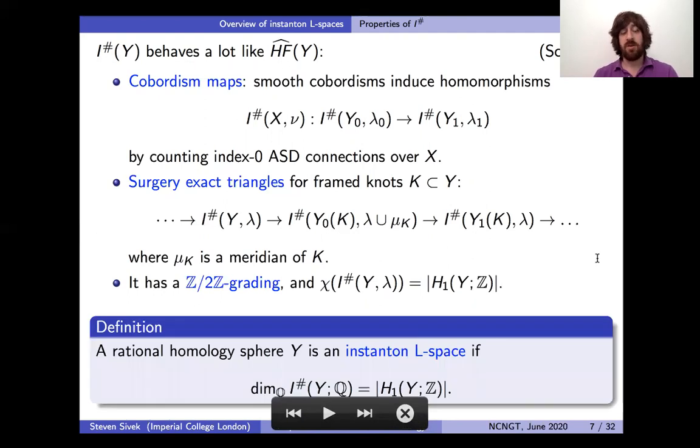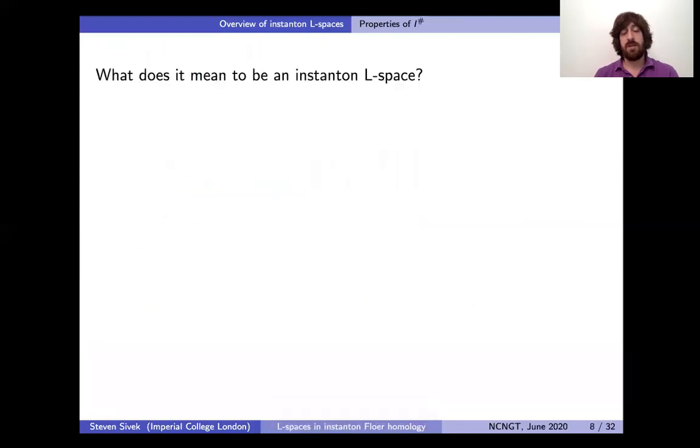And so we define a rational homology sphere to be an instanton L-space if the dimension of the framed instanton homology with rational coefficients is equal to that order of H1. In other words, if it's as small as it could possibly be. So you can ask now, what does it mean to be an instanton L-space?